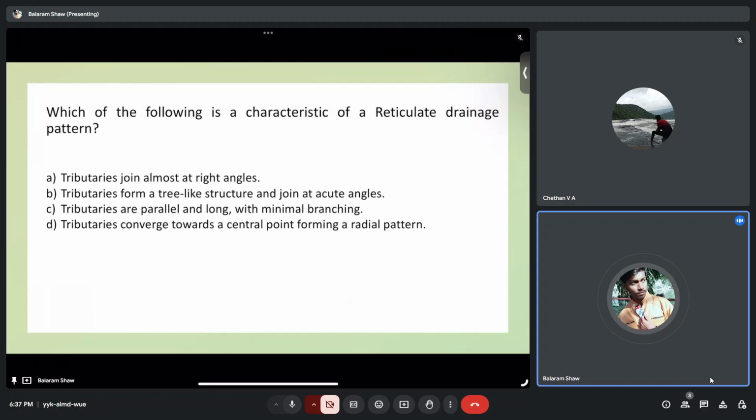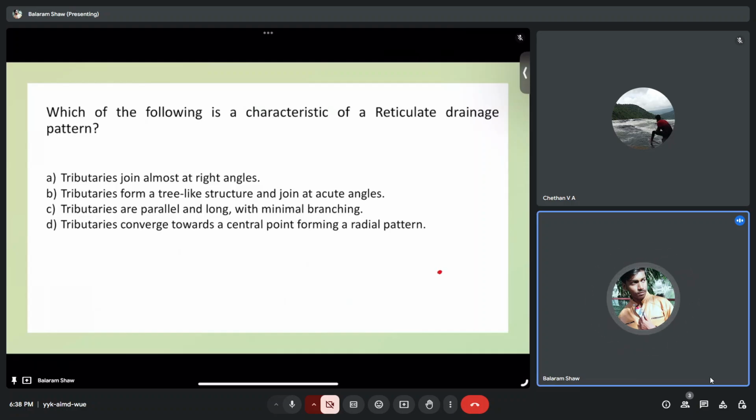Okay. Next option is tributaries converge towards a central point, forming a radial pattern. So here it is mentioned radial pattern. Radial pattern means it will be like let's say a one point is there and all the water is coming in that point again, right? So here it is forming a cycle, right? So tributaries are converging towards a central point, because of which it is forming a radial pattern kind of thing, right? So let's say, for example, we'll see.